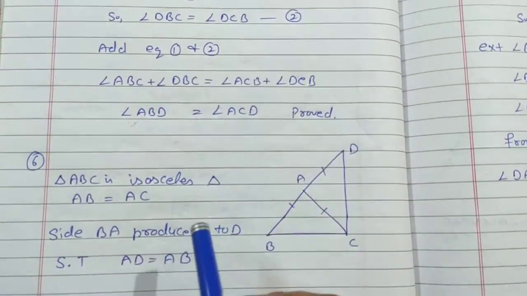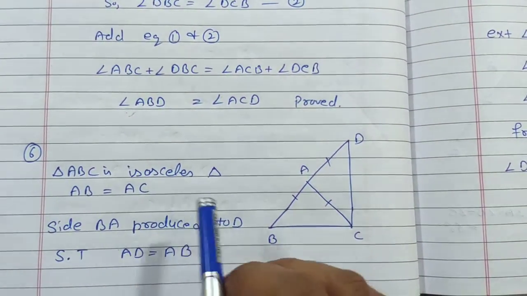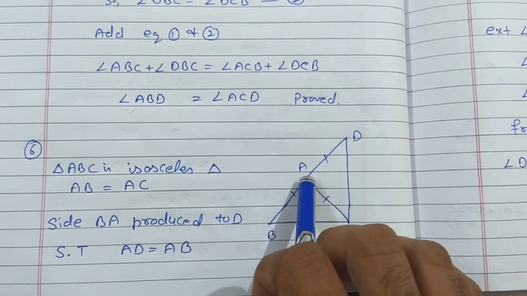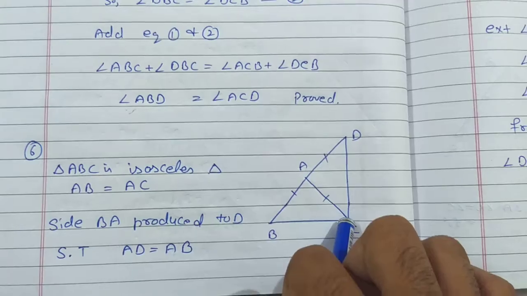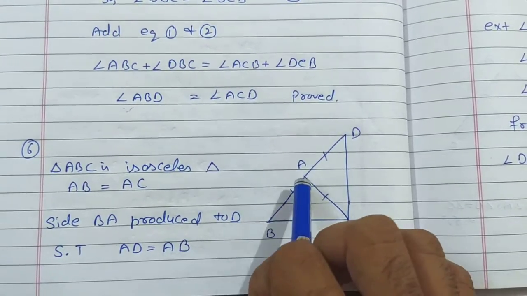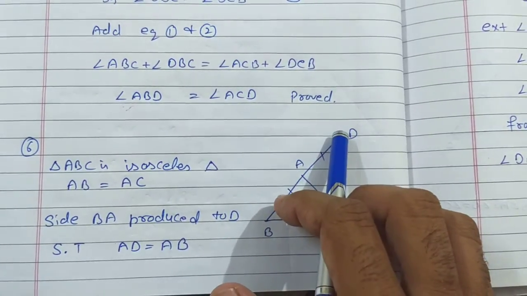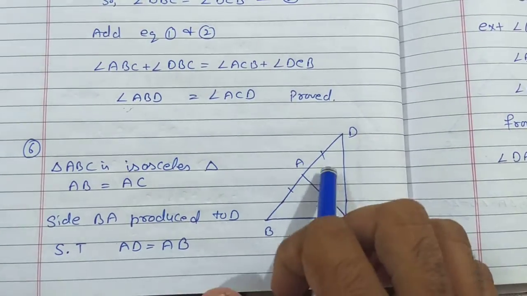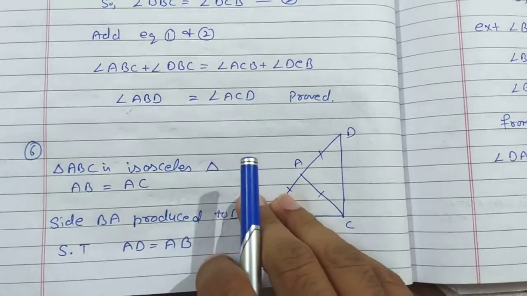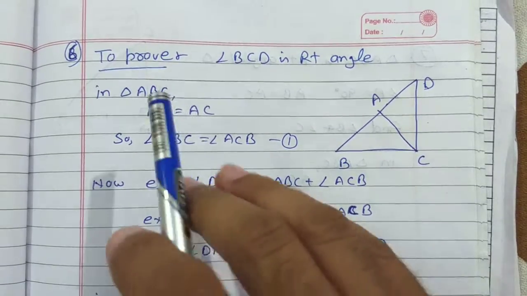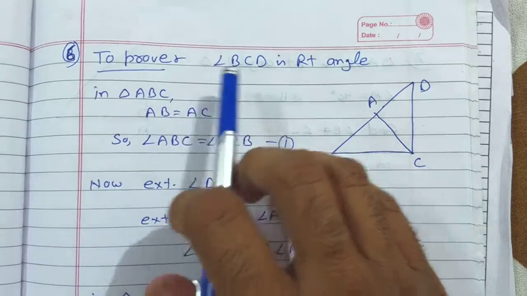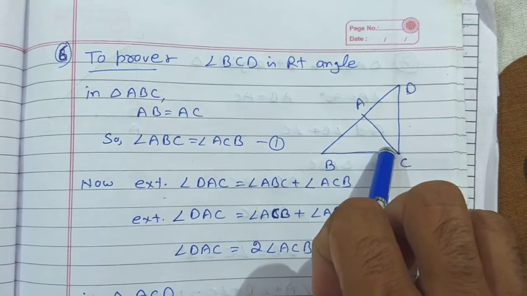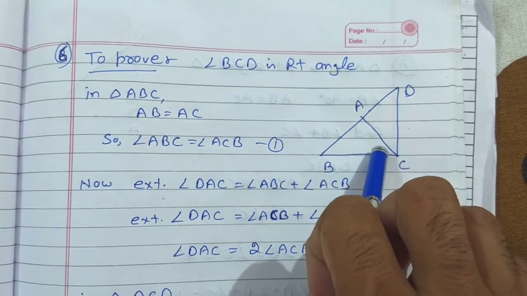Now in question number 6, we have given that ABC is an isosceles triangle, so that AB is equals to AC. Then we produce the side BA up to D such that AD is equals to BC. So basically we have two isosceles triangles. Now we have to prove that angle BCD is a right angle. So this angle 90 degree will be at angle C.